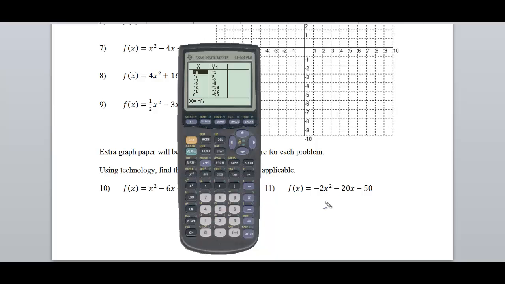So this is going to be the x-intercept is going to be negative 5, 0, and our y-intercept is going to be at 0, negative 50.